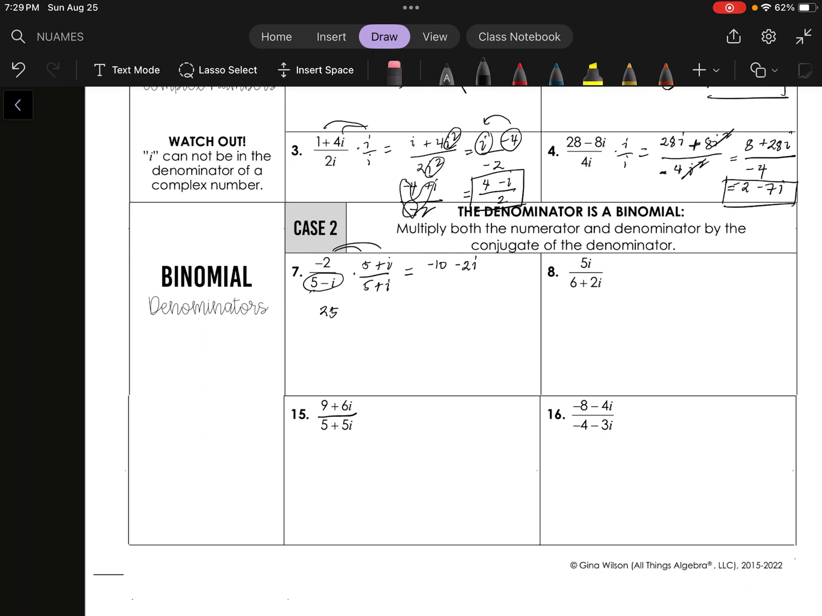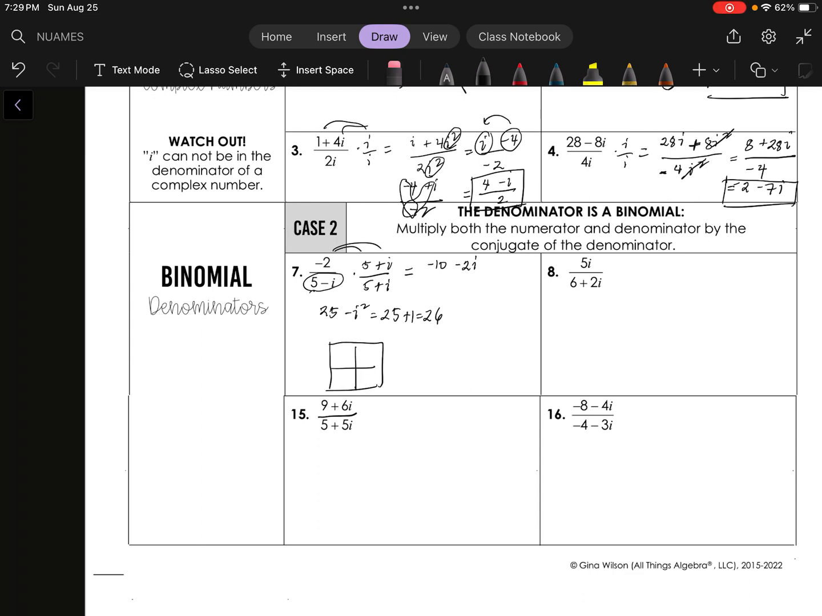Negative i times i gives you negative i squared, which is just 25 plus 1, which is 26. So we're expecting to have an answer of 26 as we do our boxed method. Let's do the long method for that.